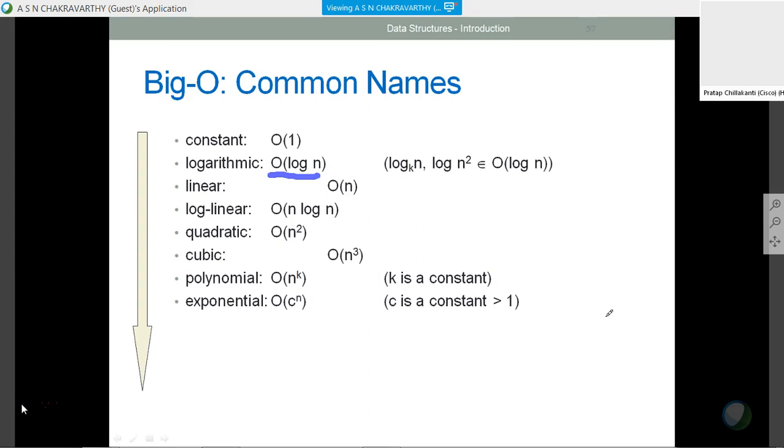The next better one is log, then linear. N log n is the other one. Afterwards quadratic, cubic, and so on, polynomial. So the goal, of course, is that for most of the algorithms, if you can achieve log or n log n, they are good. Okay. Log is always lower, remember that. So next slide, please.